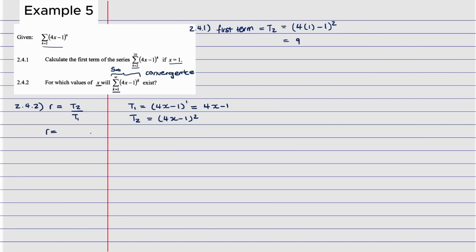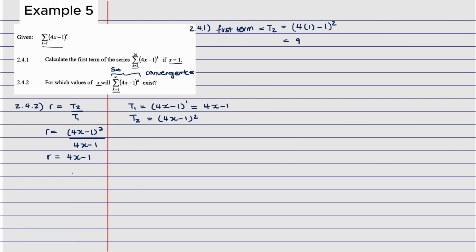So r is therefore going to be equal to what? 2t2, which is going to be (4x − 1) all squared divided by what? Divided by 4x − 1, right? Do you see the fact that here the difference is the square? So this one is going to cancel out. So r is going to be equal to 4x − 1, right?